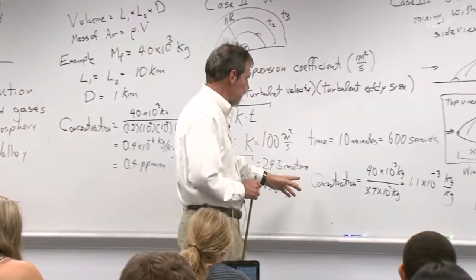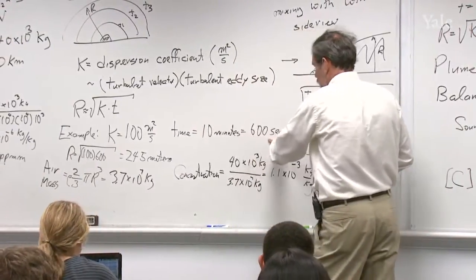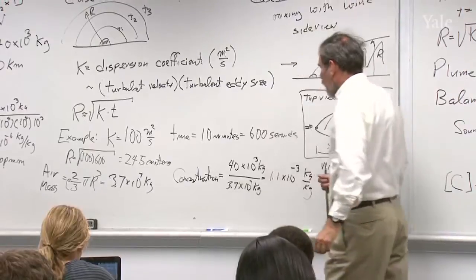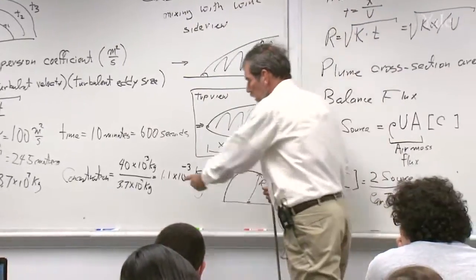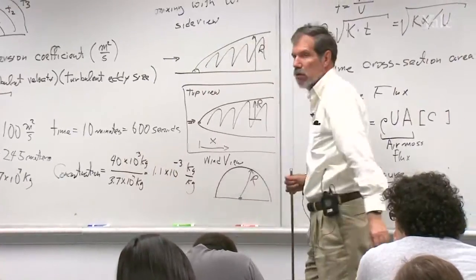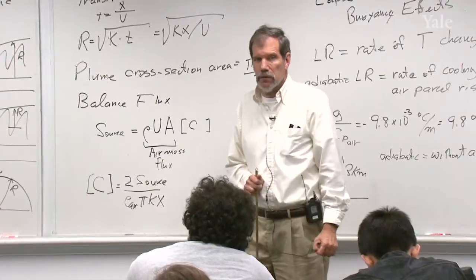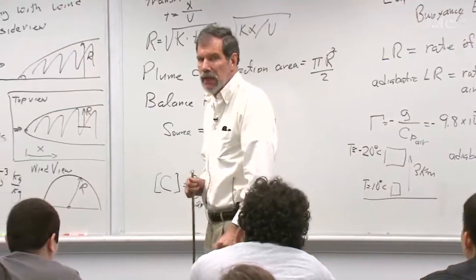So there would be our concentration after time 600 seconds. You could redo the computation for a later time and you'd get a larger value in the denominator and therefore a smaller value of concentration. That's the way dilution works. Anything else on this?